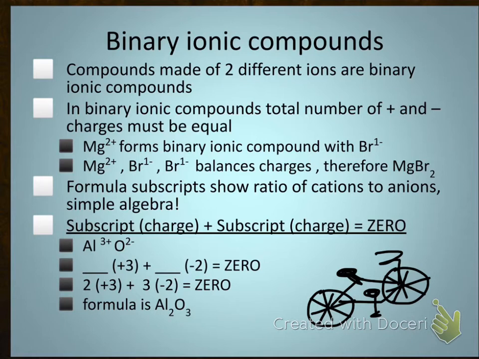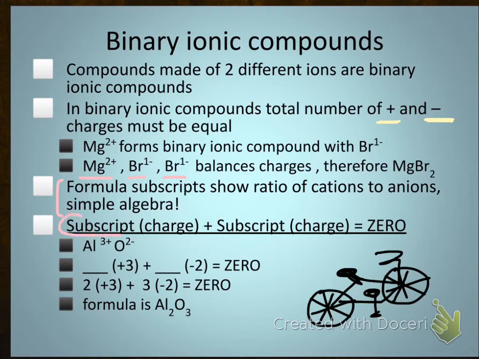Now, in a binary ionic compound, in order for it to be neutral, the total magnitude of the positive and negative charges has to be equal. So, when magnesium 2+ forms a binary ionic compound with bromine, bromide ion, bromine 1-, we have 1 magnesium and 2 bromide ions. That balances the charges. Therefore, we get MgBr2. The formula subscripts show you the ratio of cations to anions, and it's really simple algebra.